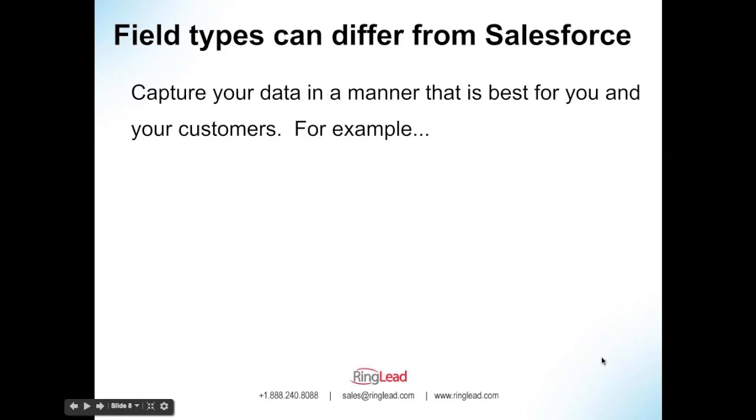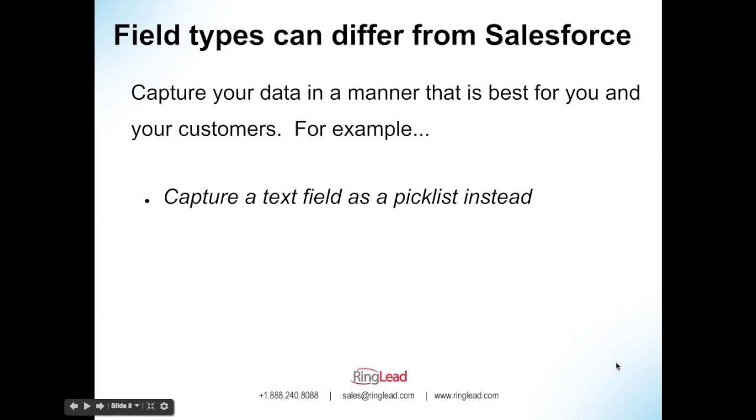So here's another huge tip that I've used a lot, and I guess a lot of times it's overlooked: the field types can differ from Salesforce. What that means is, capture data however you want. It's kind of like taking some poetic license. For example, you can capture a text field as a pick list instead. In Salesforce, you've got a field like background, which is one that we've added to our form. I'm going to change that to a pick list and show you how that's done.